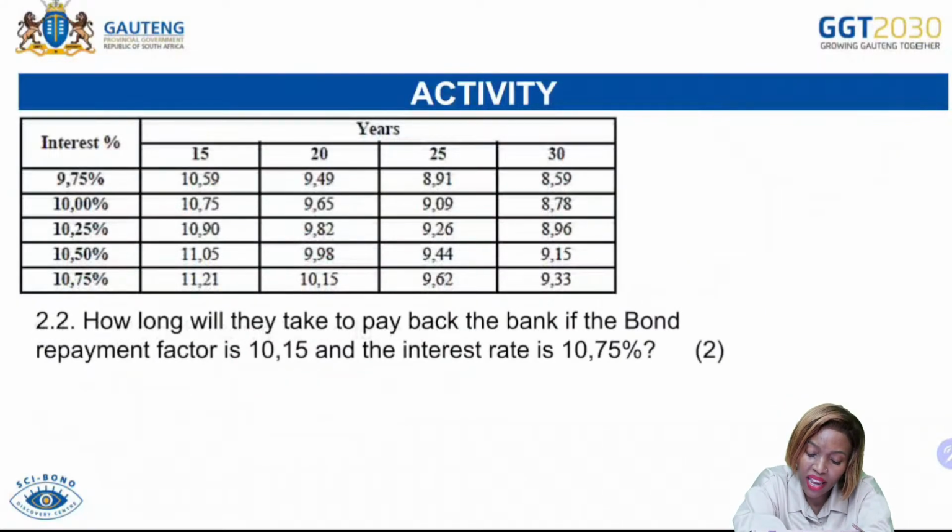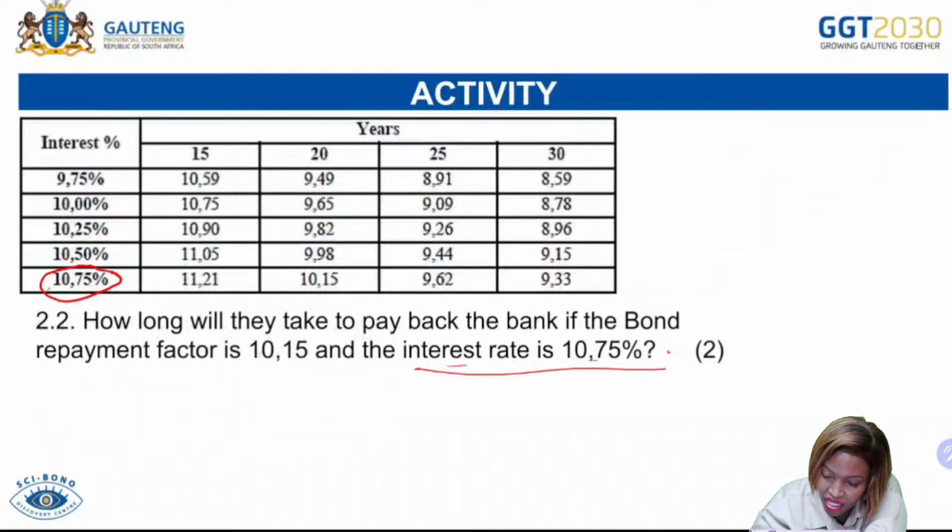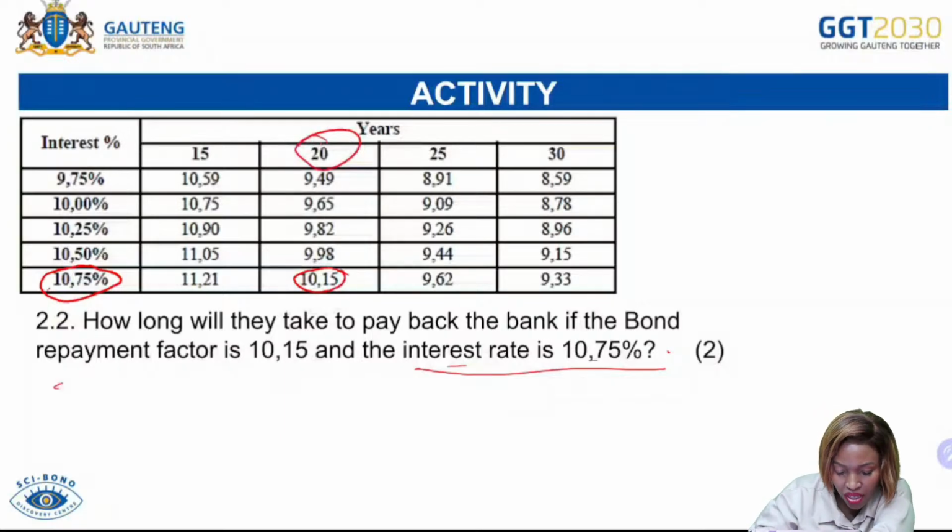How long will it take to pay back the bank if the bond repayment factor is 10.15 and the interest rate is 10.75? The interest rate is 10.75 here, and the factor is 10.15. Where is 10.15? There is 10.15. How long will it take? What is the years? It is 20 years. So the correct answer there is 20 years.